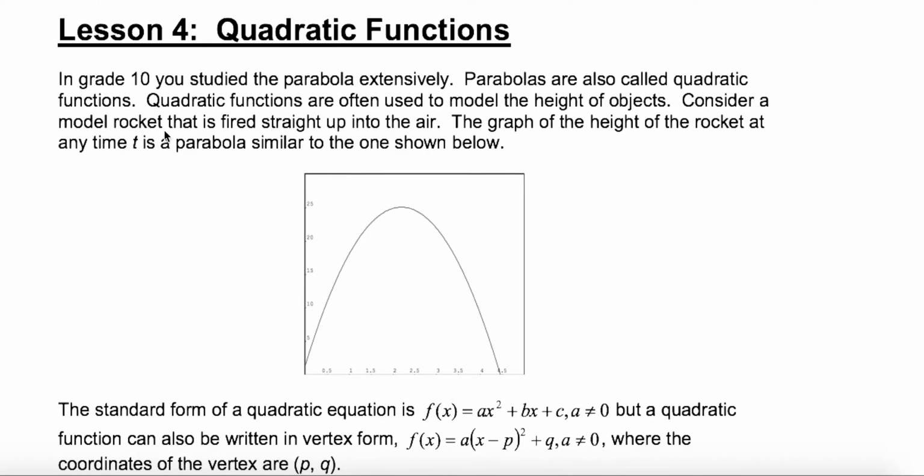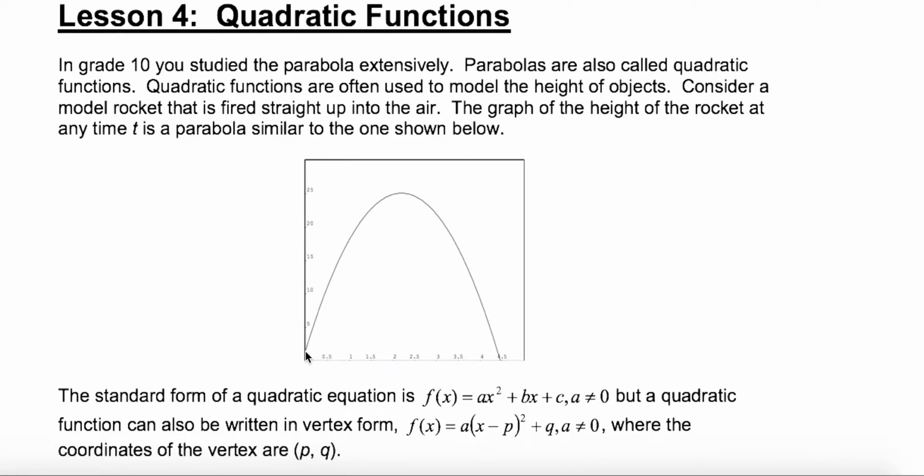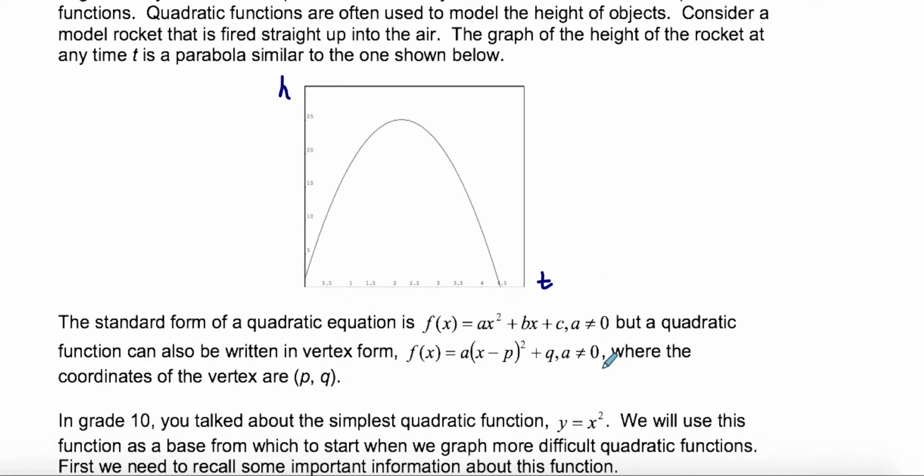Consider a model rocket that's fired straight up into the air. The graph of the height of this rocket at any time is a parabola similar to the one shown. So if we fire a rocket up into the air, it goes up to a maximum height. There's a peak here called the vertex, and then it starts to fall. So sometimes we have an x-axis and a y-axis. Other times when we're talking about an actual real life problem, maybe this axis represents height and this axis represents time.